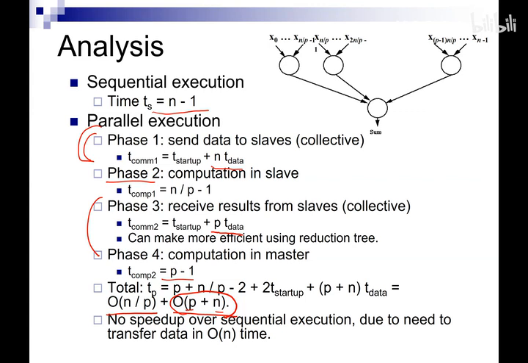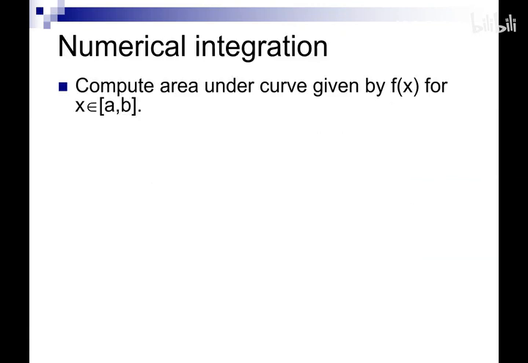However, the reason this was not a scalable solution was because initially you had to send all the values to the slaves. Now there are similar situations where you actually don't have to do that initial communication stage. And if you can avoid that stage, then you can get a much more efficient algorithm. So the next example is going to be numerical integration.